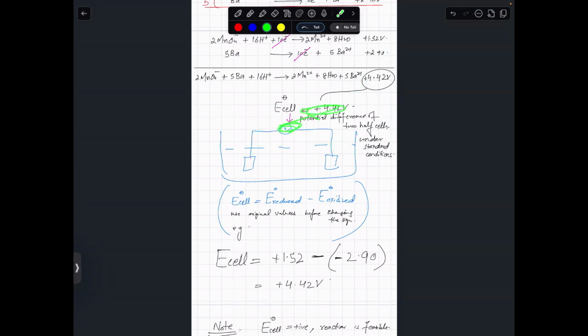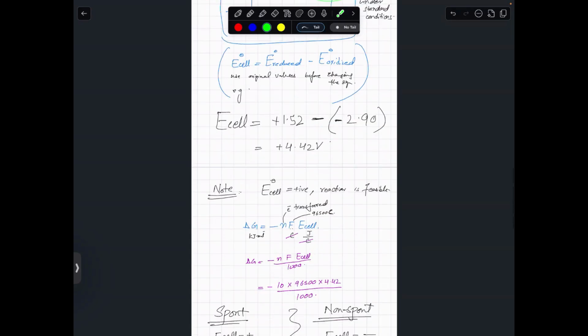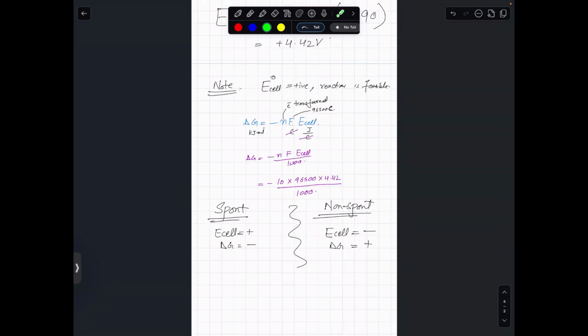E cell is the potential difference between the two half cells. This is given by the voltmeter. If you connect a voltmeter, you will get a reading that shows the potential difference of the two half cells. And if you know E cell, you can calculate the delta G.